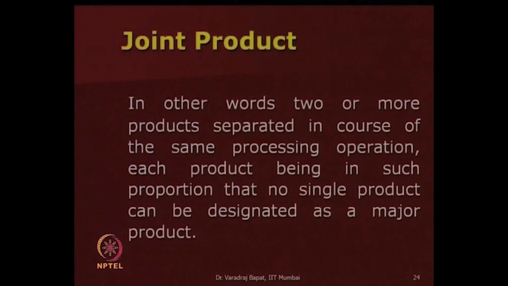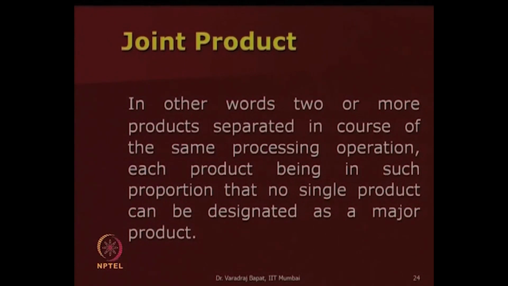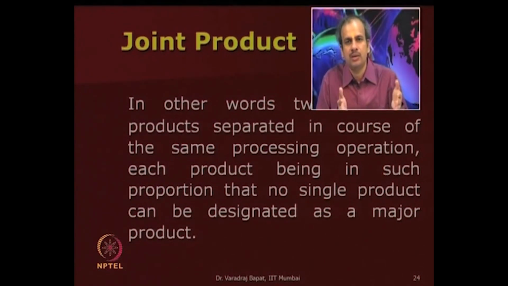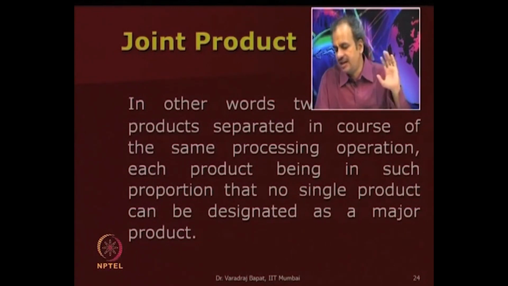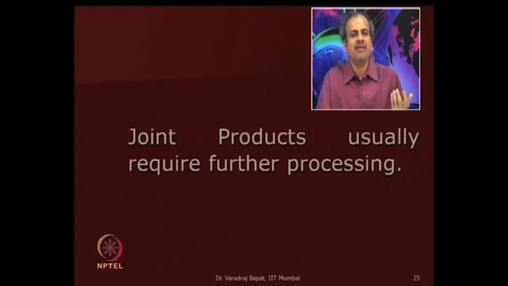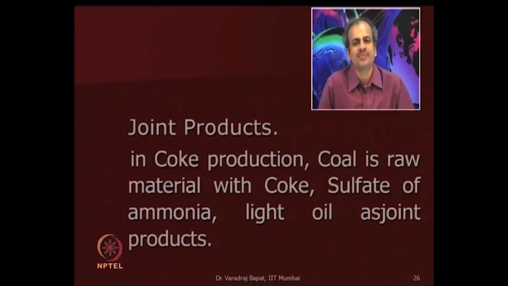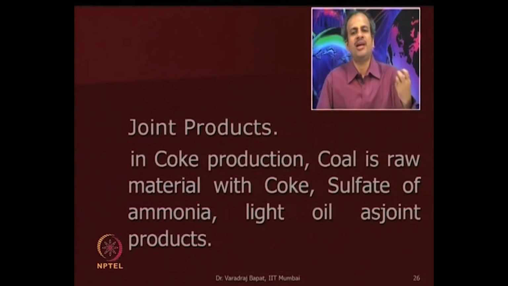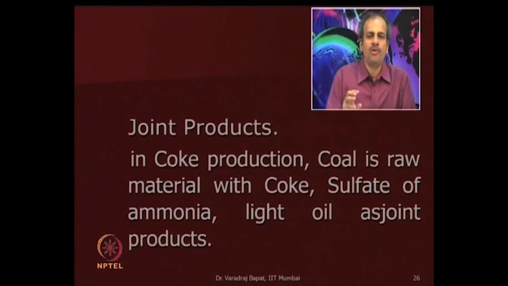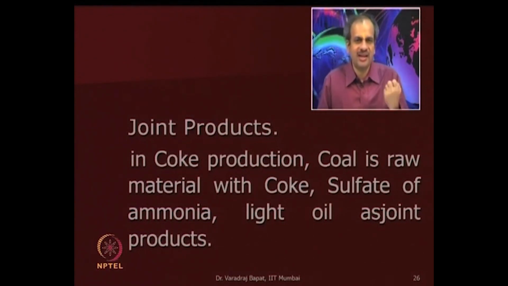So when one or more products are separated in the course of the same processing operation, and not only one product is important, many products are important, then it is considered a joint product. They will generally require further processing. Here is one more example. In coke production, coal becomes a raw material, and not just coke, usually sulfate of ammonia and light oil also emerge from the same process. So coke, sulfate of ammonia and light oil, all three are considered joint products.